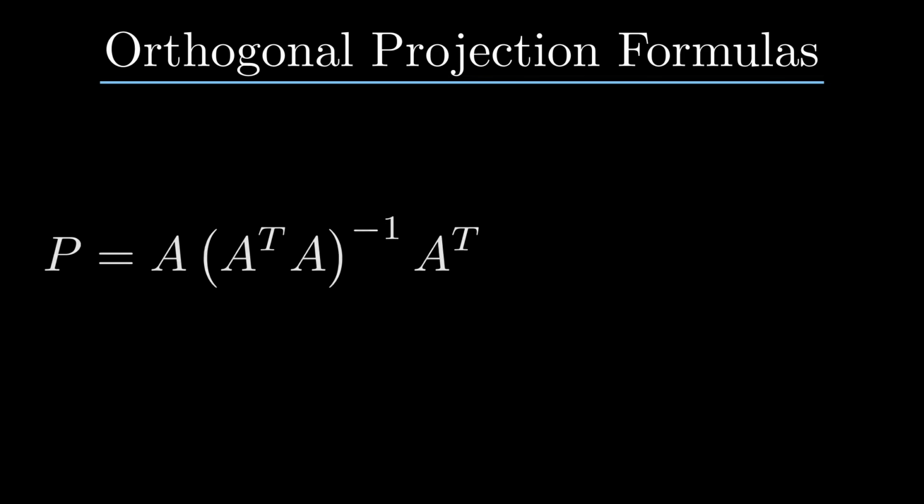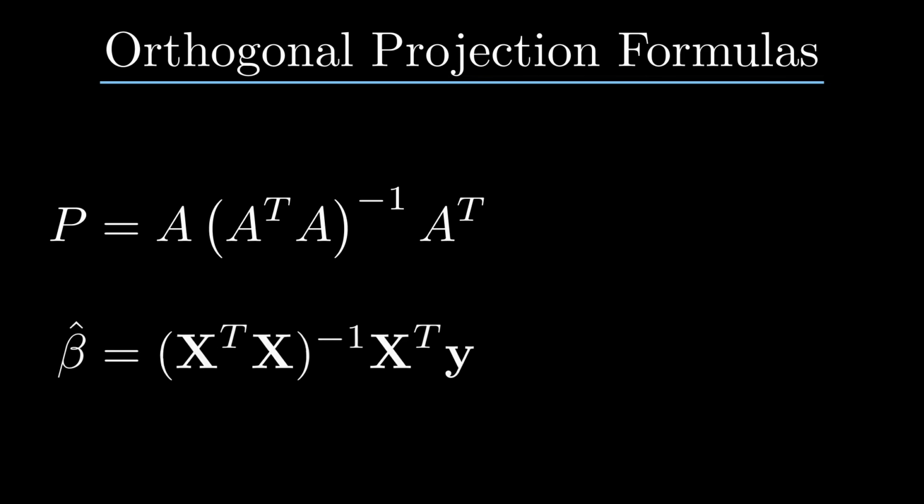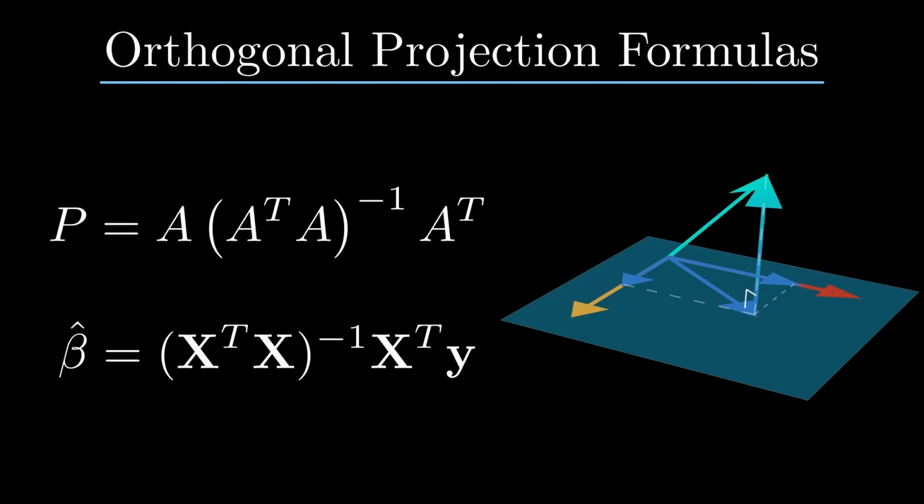Alright, that was a lot, so let's end this chapter here. Hopefully this video has given you some better insight into where the formulas for orthogonal projection and least squares come from. In the next video, we'll consider what happens when we don't project 90 degrees anymore, and instead project at some other angle, which is called oblique projection.